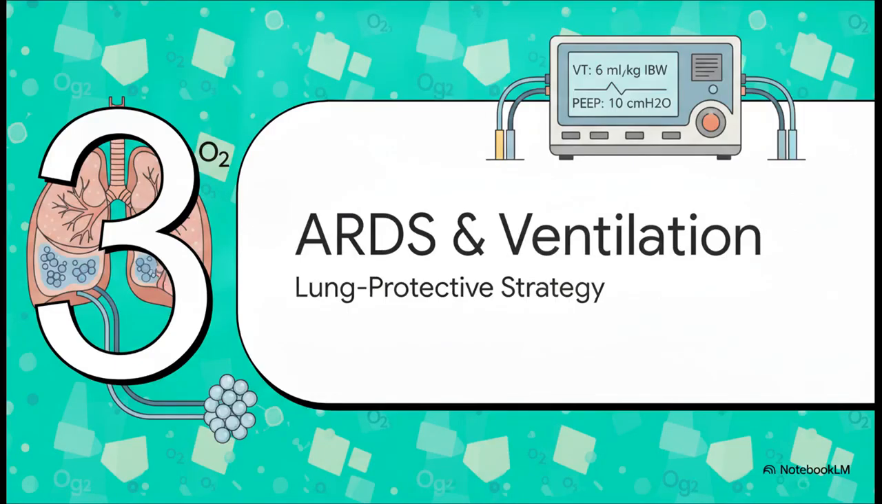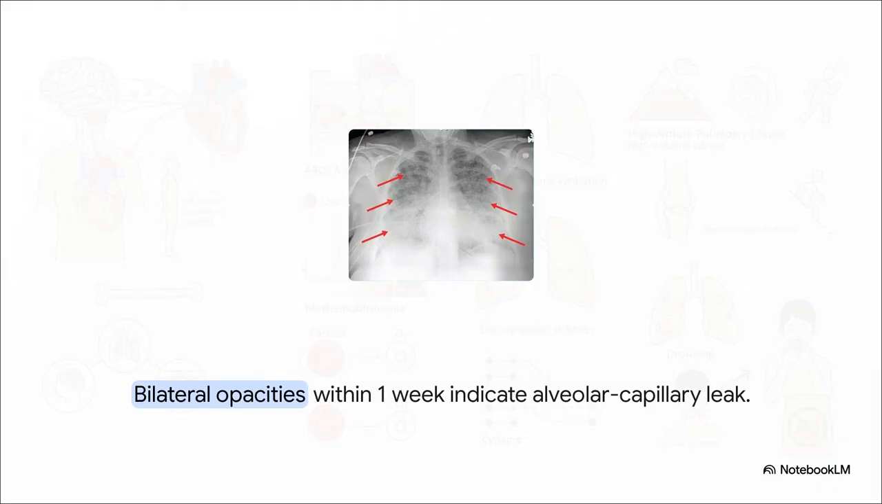Section 3. ARDS and lung protective ventilation. For ARDS, the radiographic hallmark is new bilateral alveolar opacities popping up within 1 week of an inciting clinical insult. Whether the lung injury is direct or indirect, it causes an inflammatory alveolar capillary leak, flooding the alveoli and tanking lung compliance. The absolute key here is that this edema cannot be explained by heart failure or volume overload. Pathophysiologically, you're dealing with a severe VQ mismatch and intrapulmonary shunting.